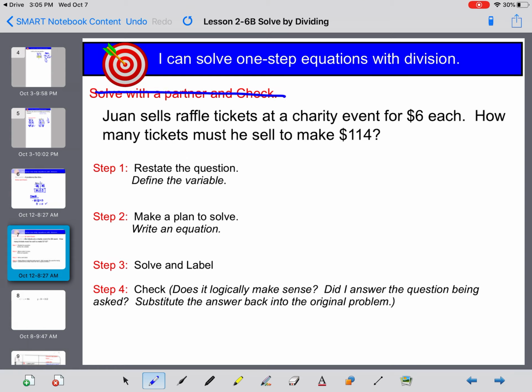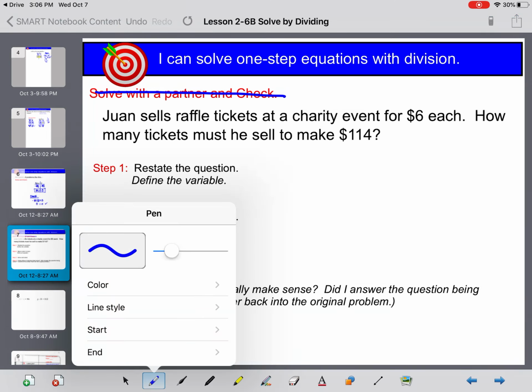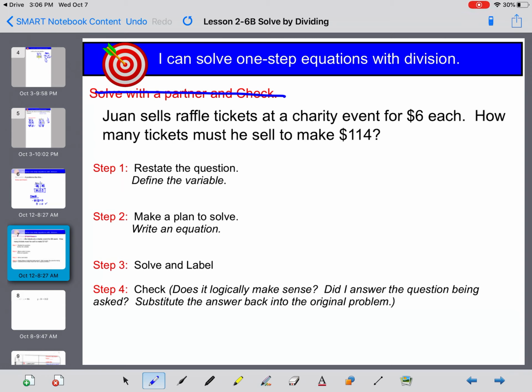All right, we're going to solve this. If you were in class, we would do this with a partner, but Juan sells raffle tickets at a charity event for $6 each. How many tickets must he sell if he wants to earn $114? Okay, we need to start by defining our variable. So let's read it one more time and think about what should our variable represent. Juan sells raffle tickets at a charity event for $6 each. How many tickets must he sell to make $114? Well, my variable could easily represent the number of raffle tickets he's selling. So I'm going to use the letter T for tickets.